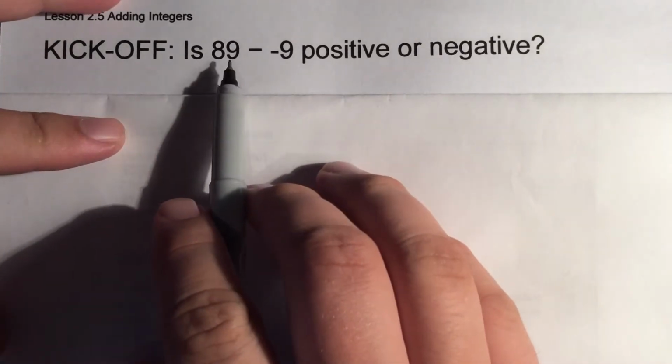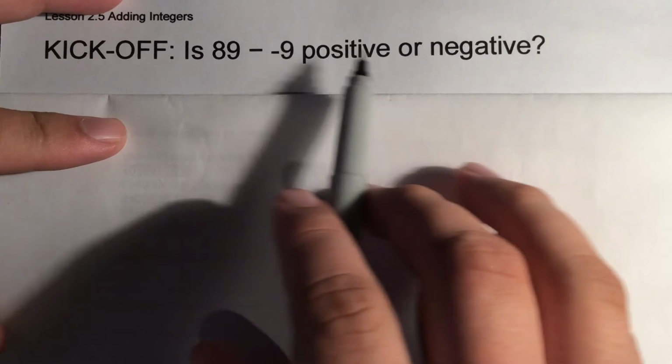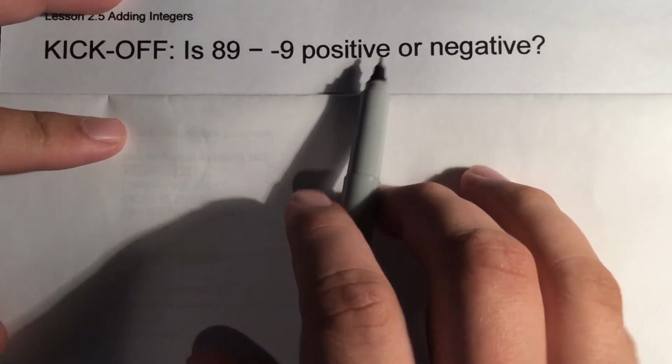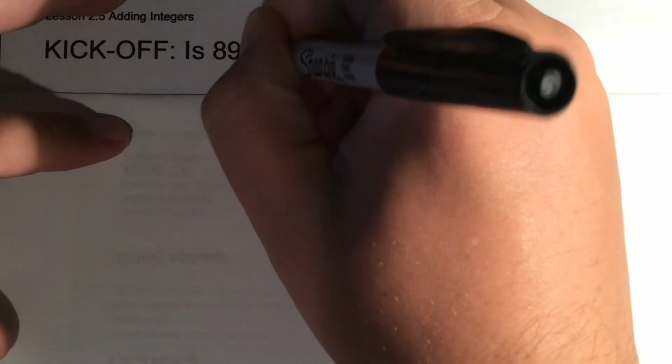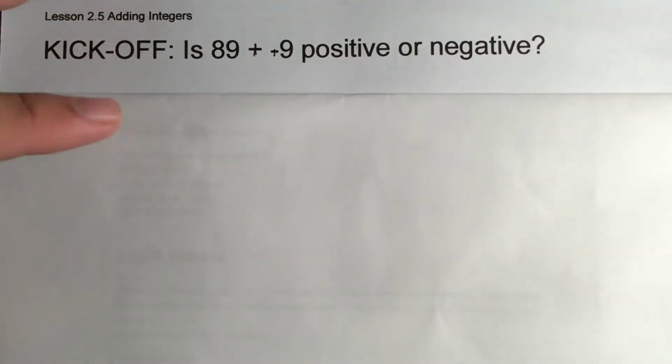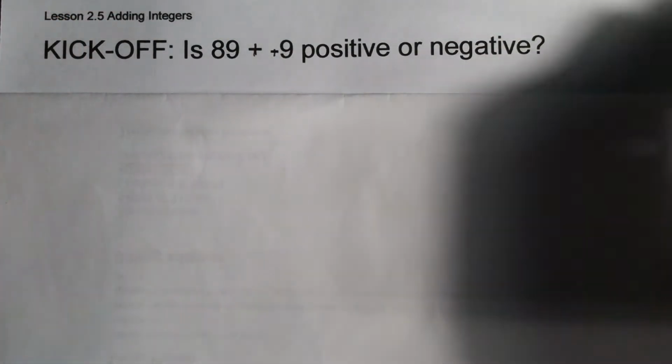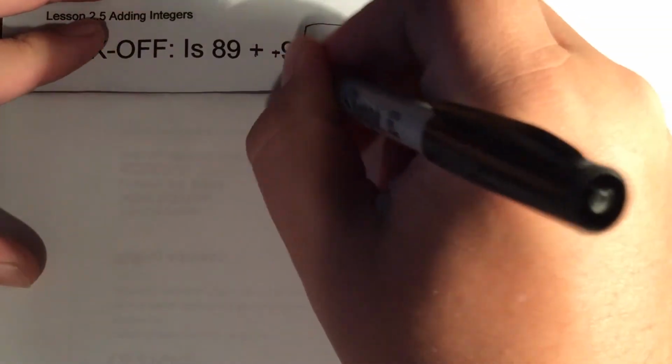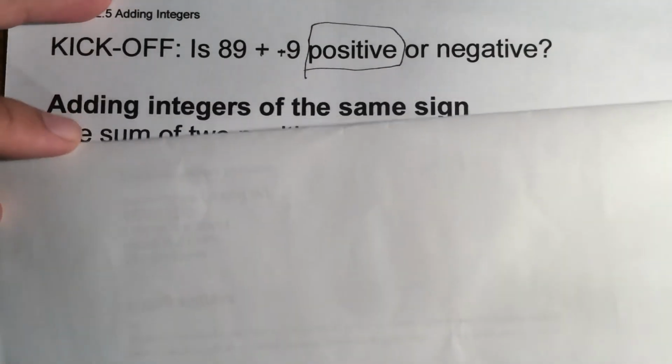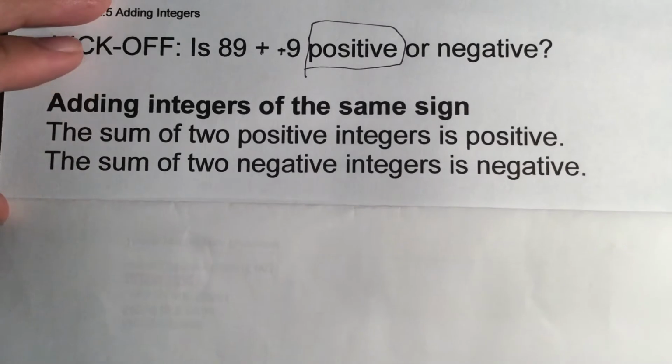So, we have 89 minus a negative 9. Will it be positive or negative? Well, we have a positive number, and if we subtract a negative, that's really like adding a positive to it. So, if we're adding two positives, it's going to end up being positive in the end. Okay. Now, here's where we're going to actually start putting it into practice.